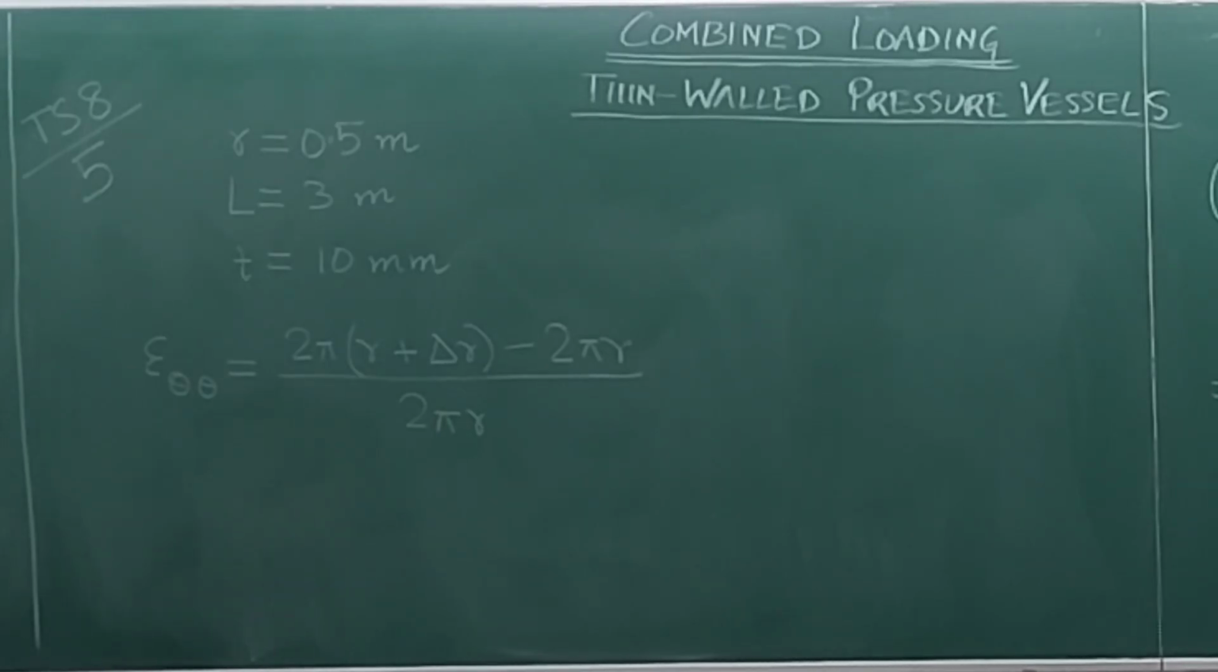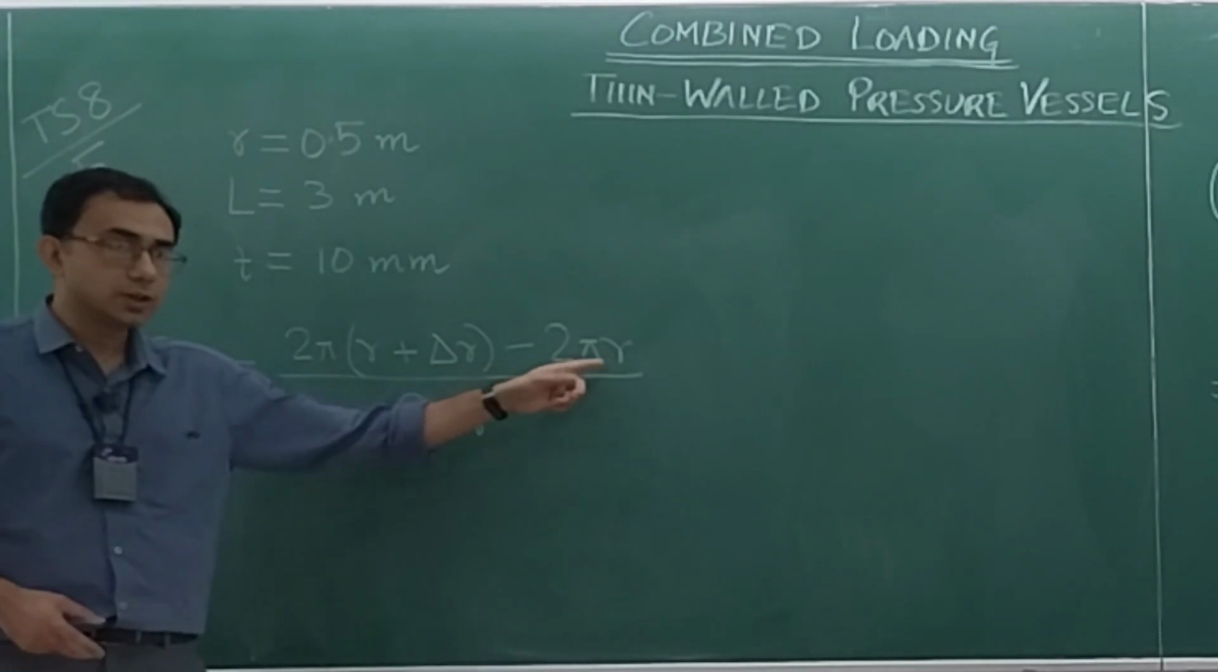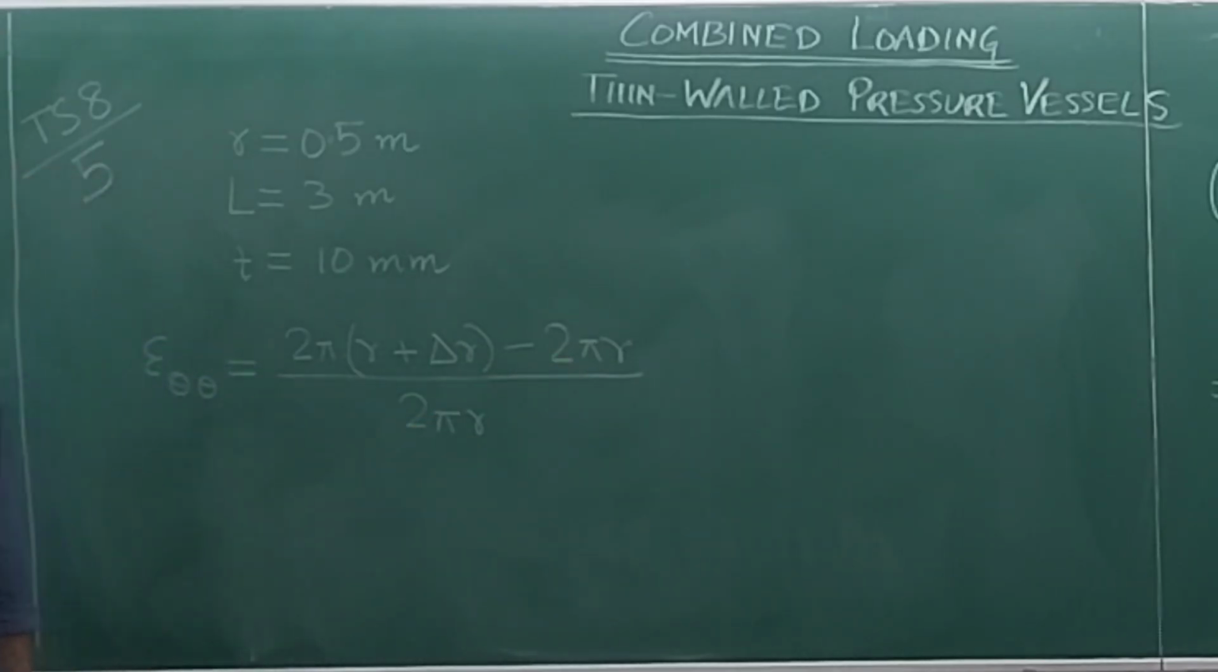As the pressure vessel is getting pressurized from the inside, it will have a tendency to increase its diameter. Increasing in the diameter means that the length of the circumference is increasing. This is the new length of the circumference. This is the old length of the circumference.